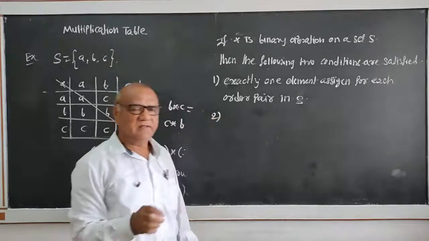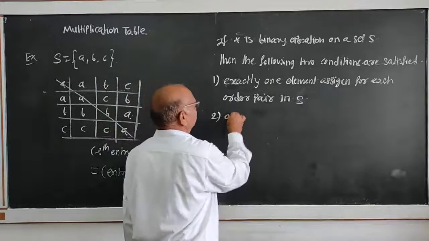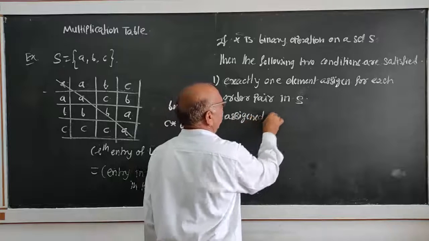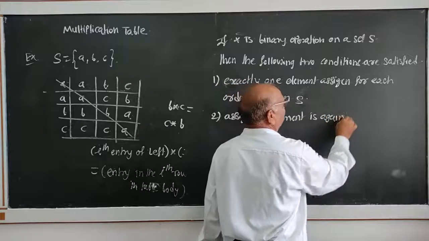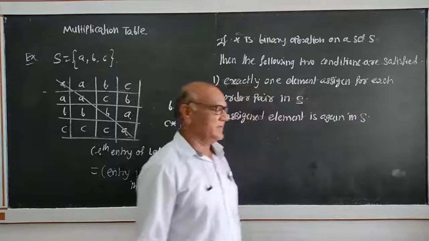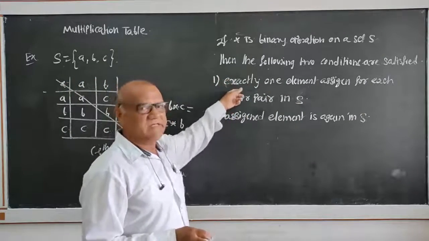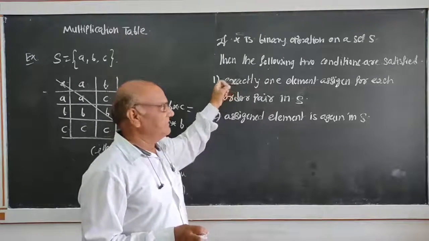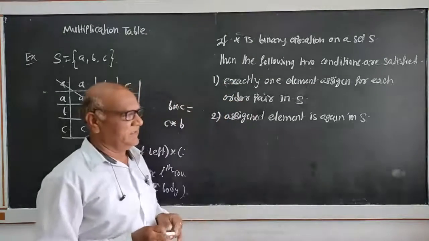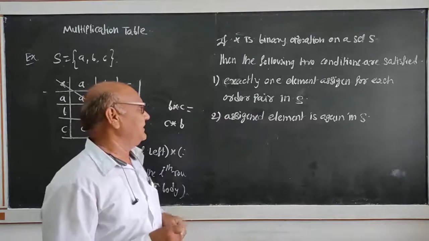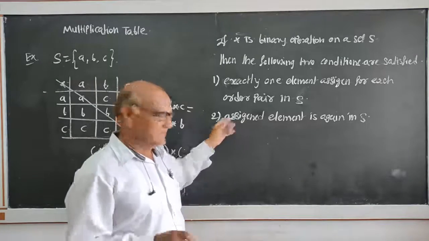And the second condition: the assigned element is again in S. If star is a binary operation, then these two conditions must be satisfied. That means each ordered pair assigns exactly one element, not more than one element. And the assigned elements again belong to S.